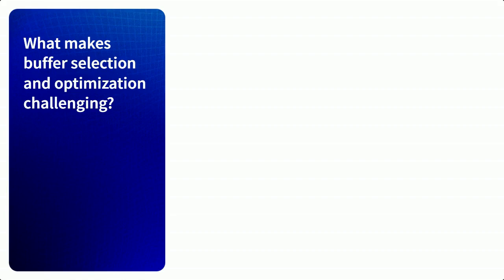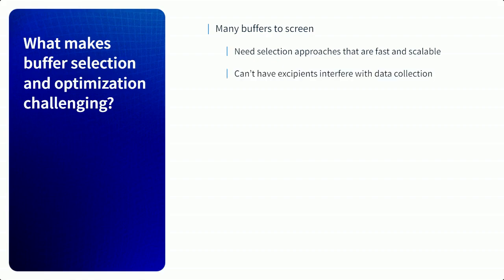By now, I think it's becoming apparent that having a large number of variables is a consistent theme in buffer optimization, which is going to make buffer selection a challenge. With so many buffers to screen, you'll need selection approaches that are fast and scalable. And you'll also need a reliable way to assess these conditions while ensuring that the presence of excipients doesn't interfere with the data. And I'll talk about this in a little bit more detail, but some excipients can interact with external dyes that are used in certain types of experiments, which can result in difficult to interpret data output.